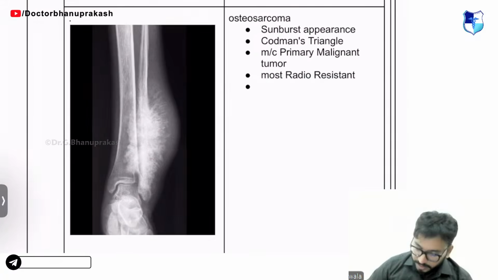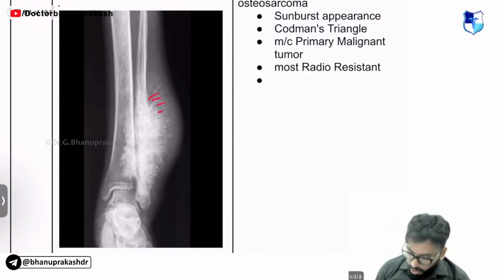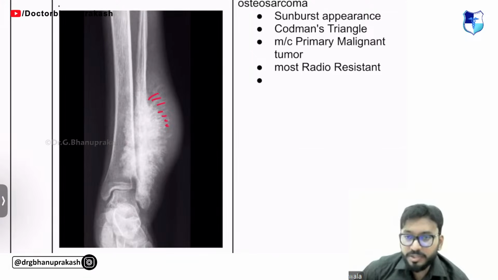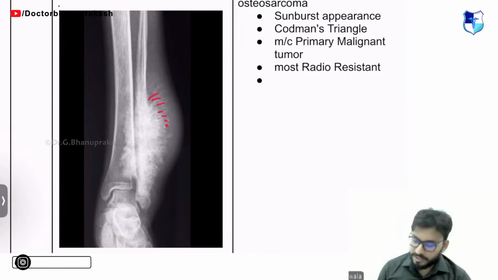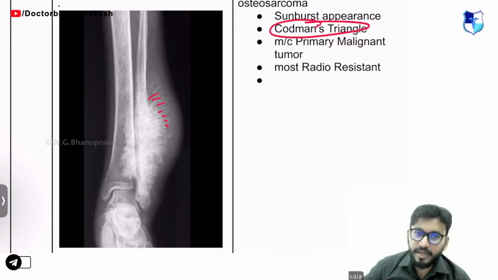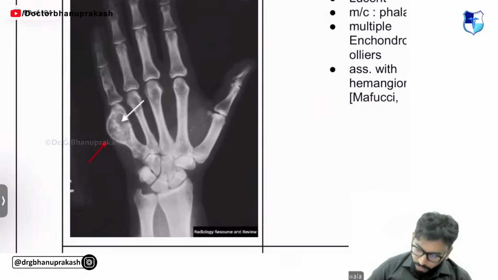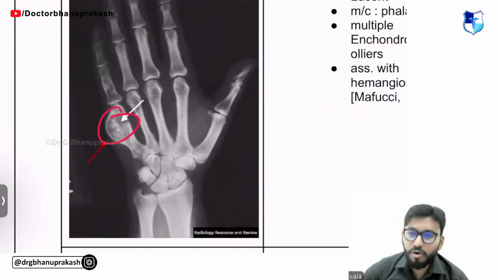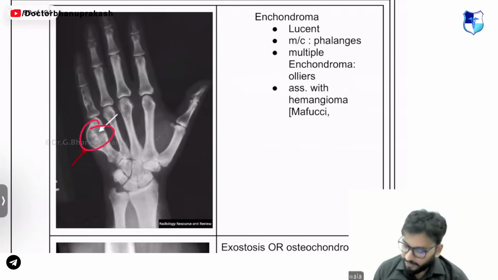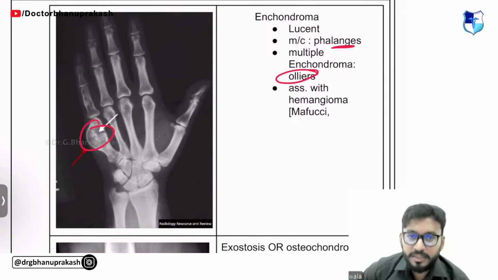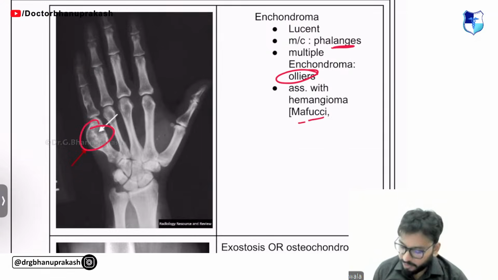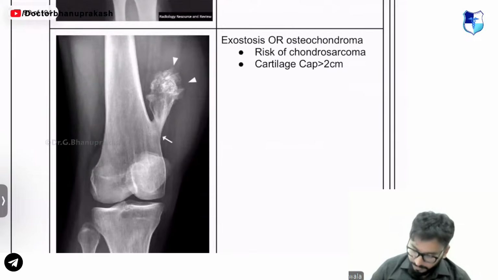Can you see the sunburst appearance? All of this is nothing but a periosteal reaction, guys. And then you find something known as Codman's triangle, also part of periosteal reaction. Enchondromas. Can you see this? These are usually found in phalanges. Multiple enchondromas is known as Ollier syndrome. And if enchondroma is associated with hemangioma, it is known as Maffucci syndrome. And that is all you need to know.